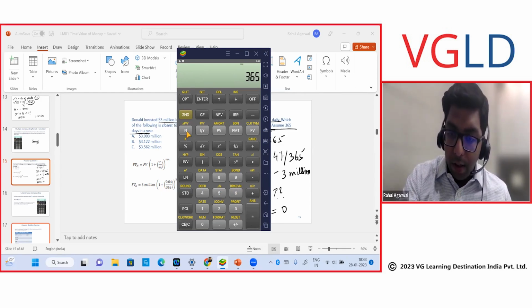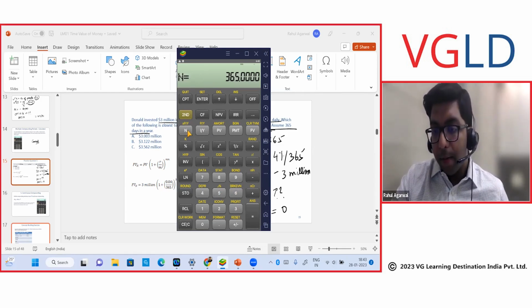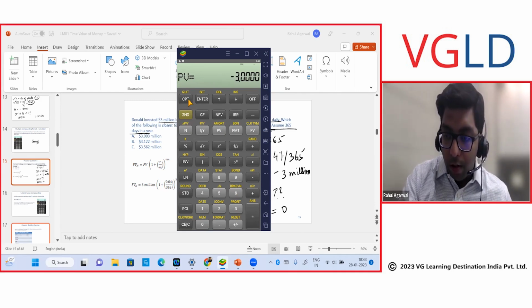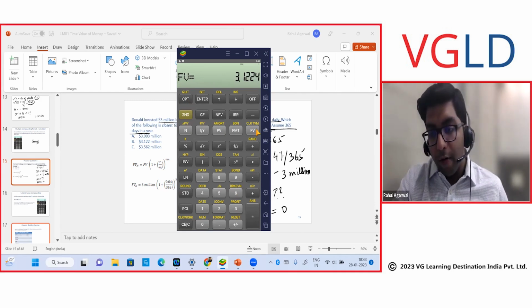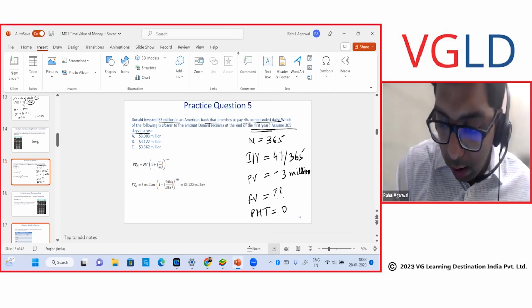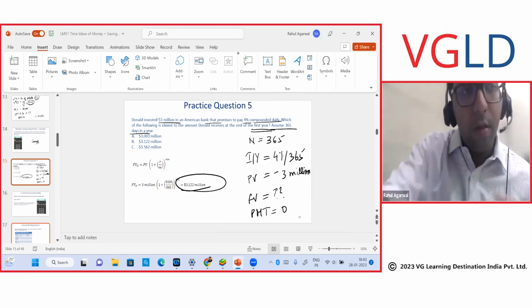365 is n. 0 is PMT and 3 plus minus is PV. Compute FV. See 3.122, whatever. This is the answer which is written here also. 3.122.